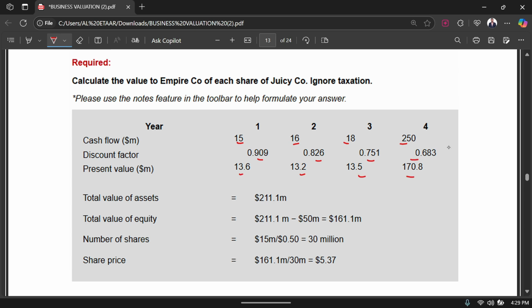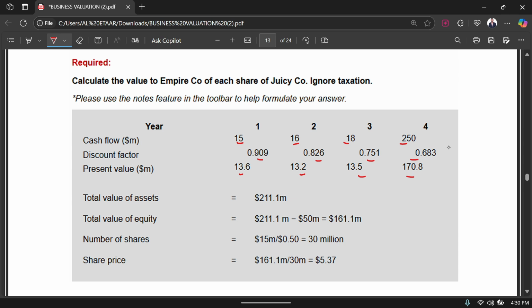Once you total these present values, that's how you get the total value of the assets, which is $211.1 million. Okay, so that's the total value of assets, because in this question we are assuming that whatever cash flow the company has, you just discount that and then you total those discounted cash flows, and that is the total value of the assets of the company.